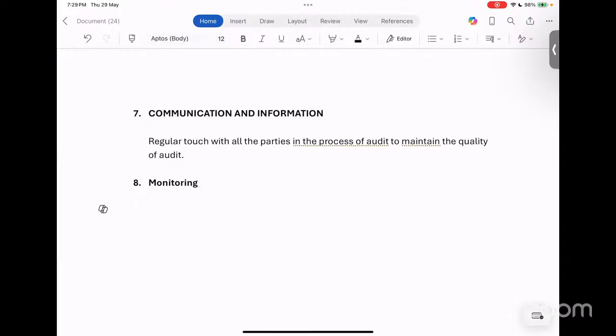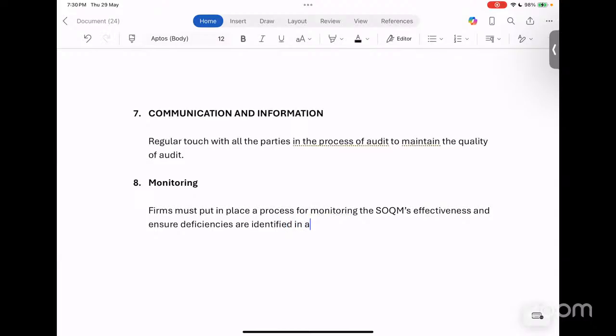So monitoring basically means that we should keep on checking the SOQM's effectiveness. So firms must put in place a process for monitoring the SOQM effectiveness and ensure deficiencies are identified in a timely manner, allowing for corrective measures to be implemented.